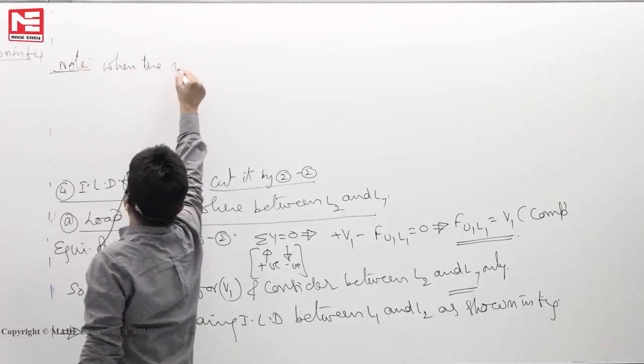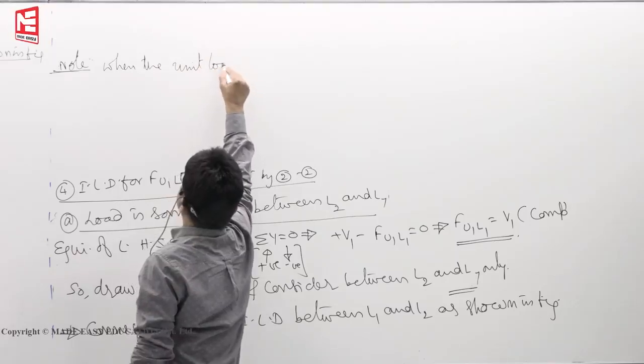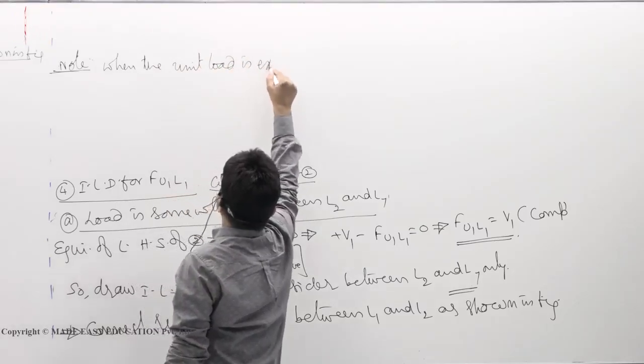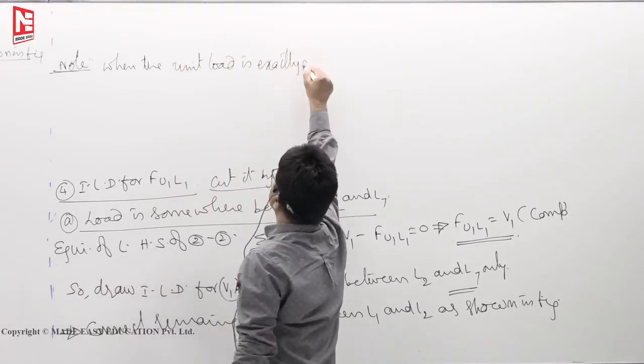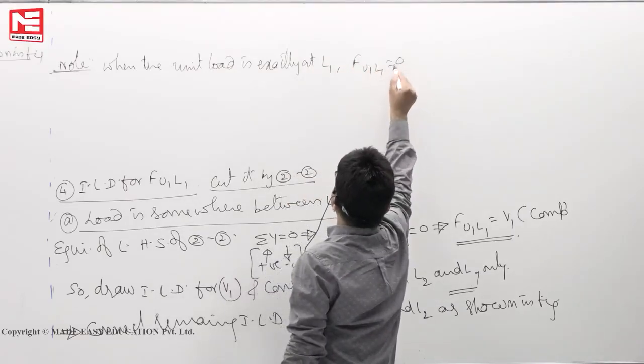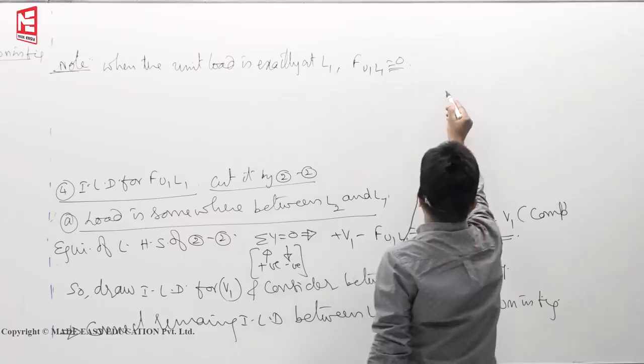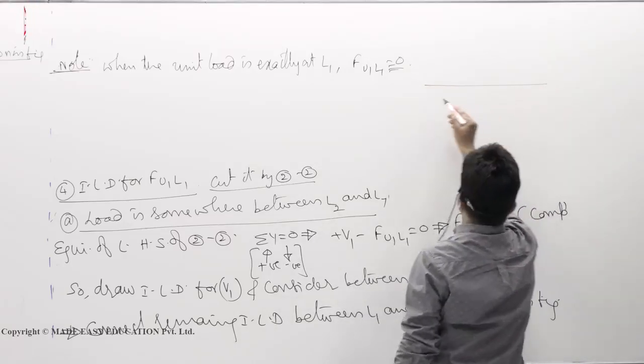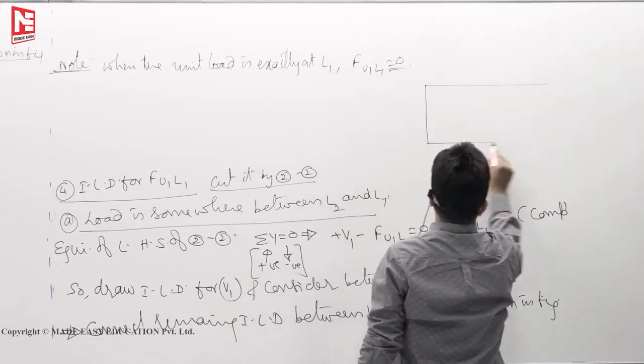When the unit load is exactly at L1, FU1L1 is 0. Why should it be 0? Why can't it be 1 itself? So this is the truss, let us say.